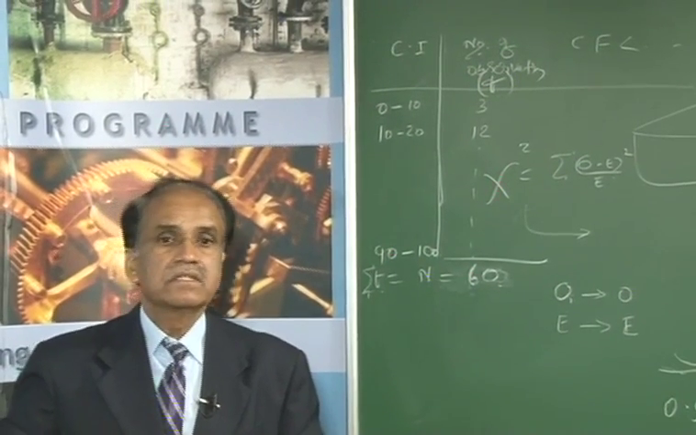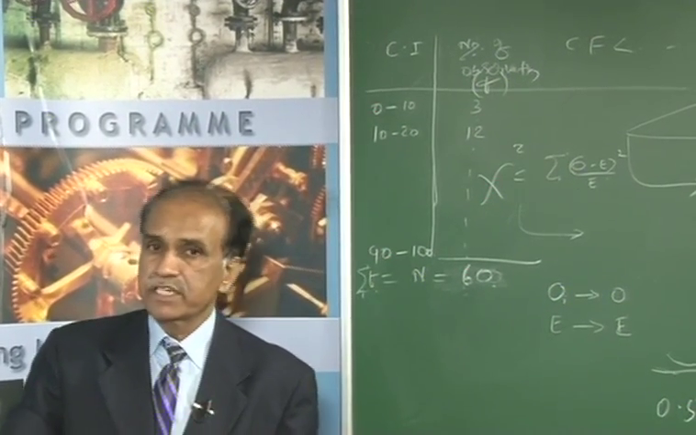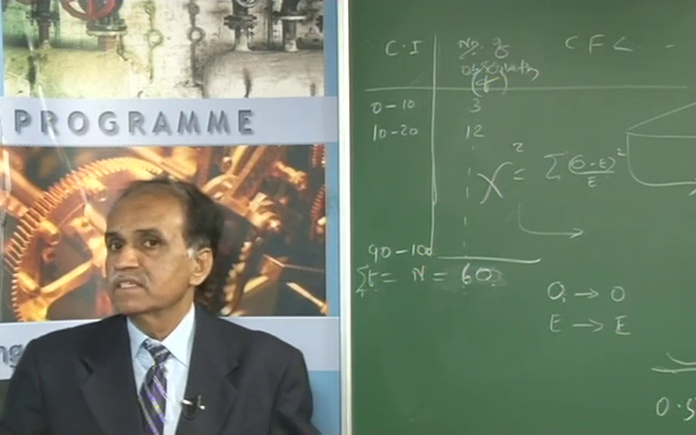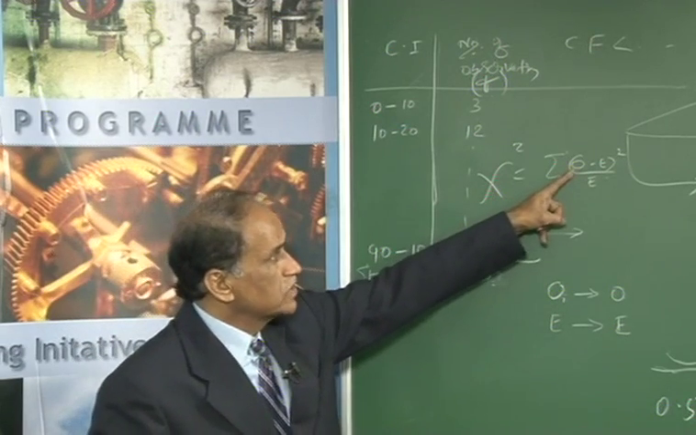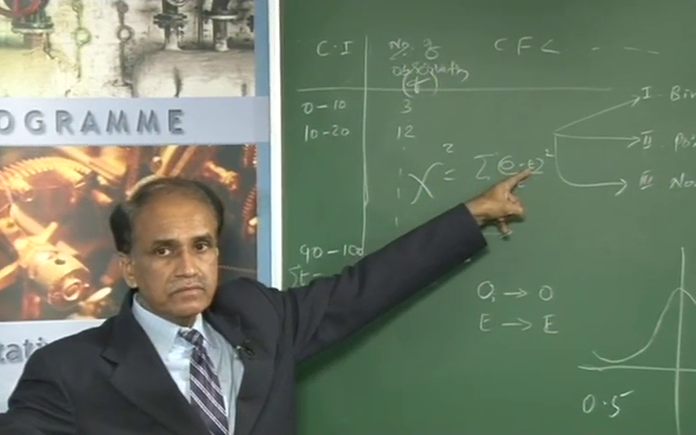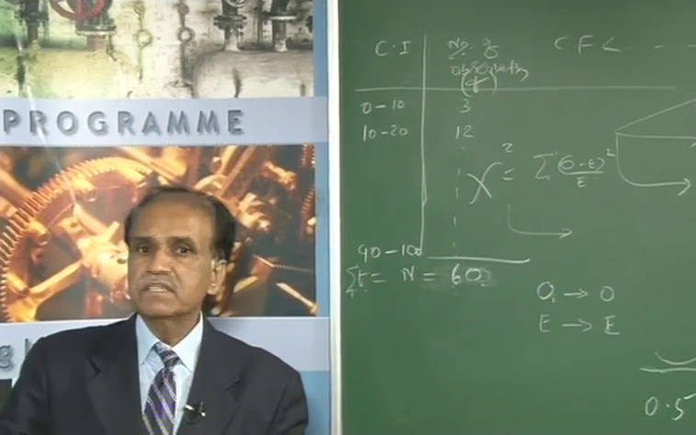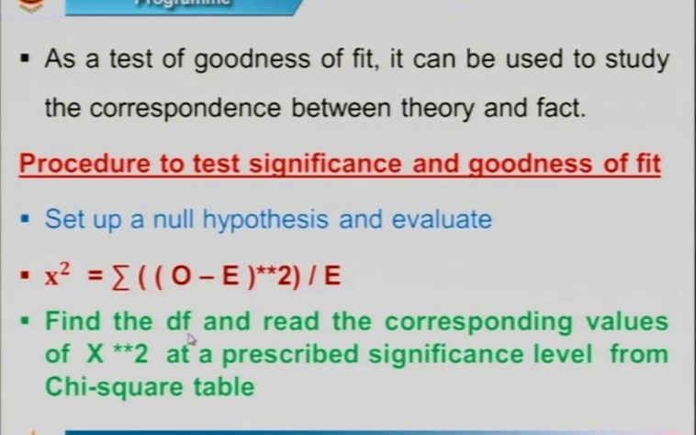It will show the relation between the theoretical discussion and the actual fact. Actual fact means the values which we are going to actually calculate, and we name them expected frequencies. Theory means the observed frequencies. Then find the degrees of freedom and read the corresponding chi-square value at the prescribed significance level from the chi-square table. This is similar to the t-test, already I told you that.